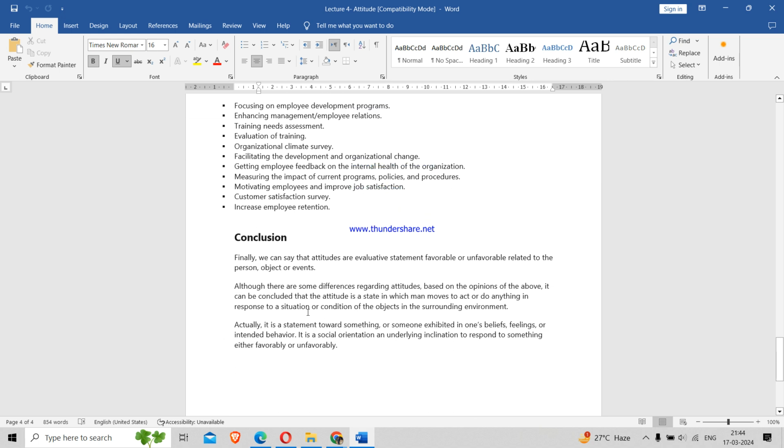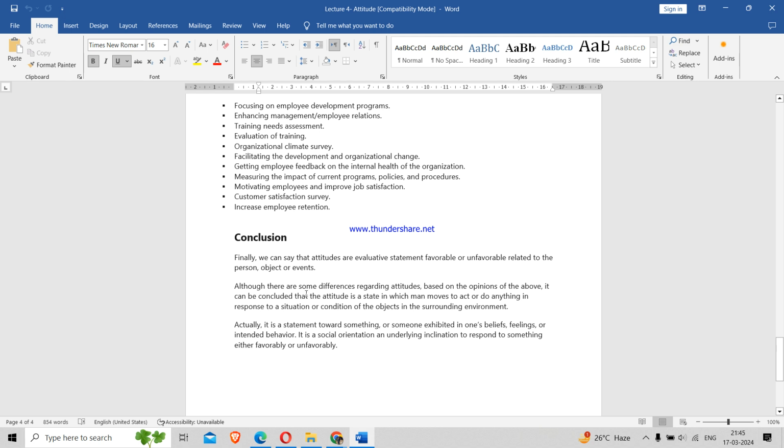Okay. So with this we come to the conclusion. Finally we can say that attitudes are evaluative statements, favorable or unfavorable, related to persons, objects or events. So in a particular company, the attitude may be favorable to the company, or it may not be. It is not that all the employees' attitudes should be favorable to the company, or that all should be unfavorable. There is a certain mismatch between the two. A certain section of the employees' attitude may be favorable and a certain section may not be. So the company's heads, the employers, have to deal with this with a good understanding of things, and only then will they be able to extract the maximum output from the company.